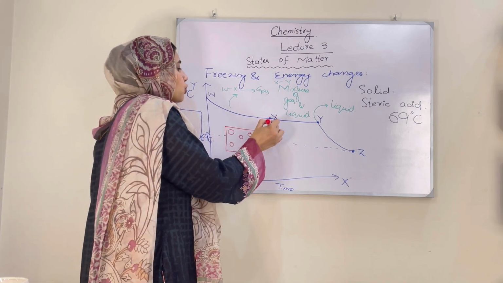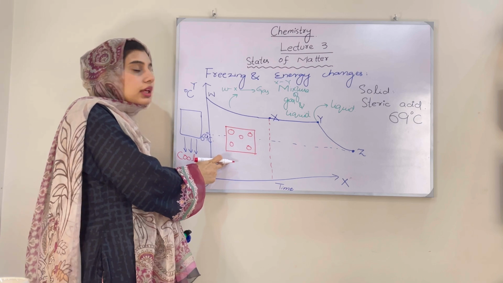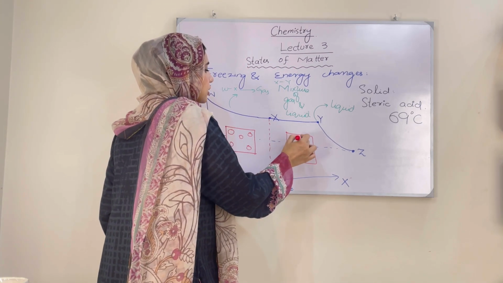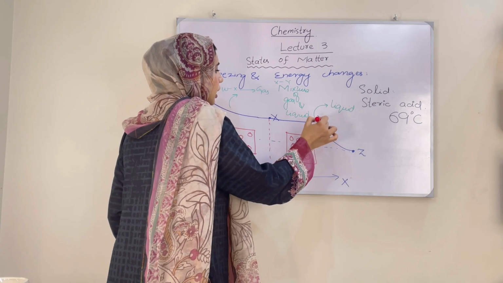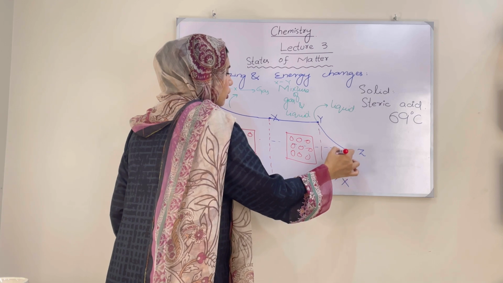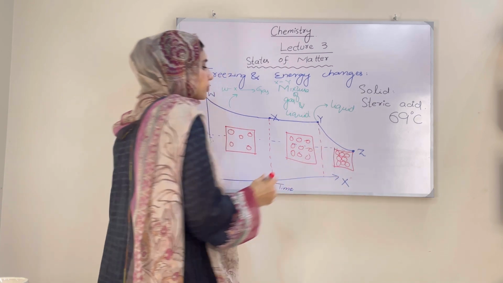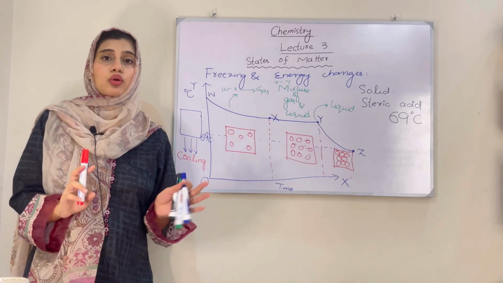So I am drawing the diagrams as well. At this point we have gas. Here the major state is liquid, and after Y the major state will be solid, where the molecules are very close to each other. I hope these two concepts are clear to all of you.